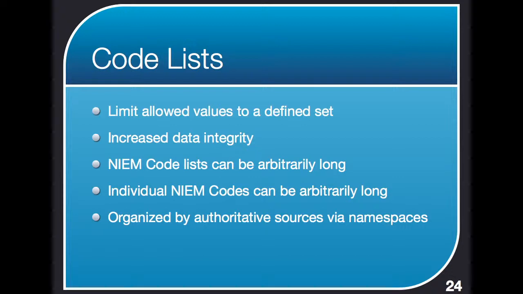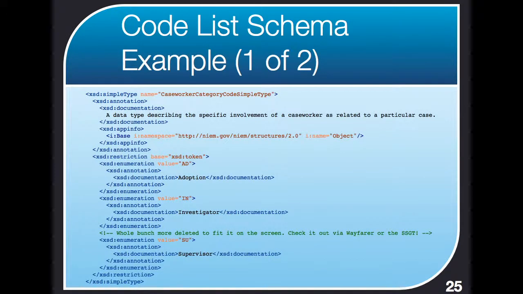Finally, code tables in the NIEM are organized by authoritative source via namespaces. We talked about namespaces. Different authoritative sources have their own namespaces, and that's where their code tables are defined, allowing us to update those code tables without actually making any changes to domains or to NIEM core. FBI is one example. The FBI has their own namespace for their FBI code tables, and they're the authoritative source, and they maintain those. So here's a schema showing us how we make a code table.